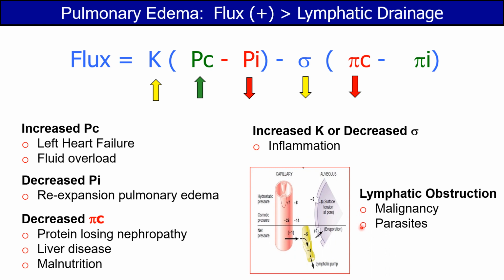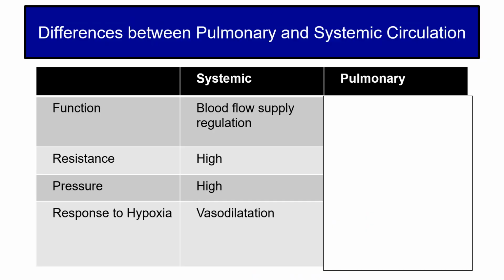Finally, there may be lymphatic obstruction, such as when the lymphatics are blocked by a malignancy or by parasites such as Schistosoma, which will cause fluid accumulation in the interstitium.